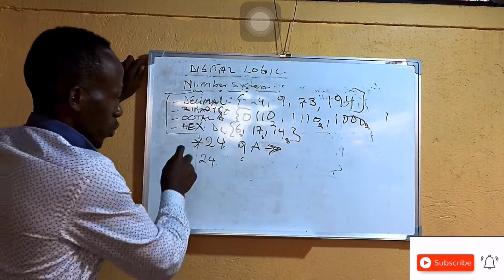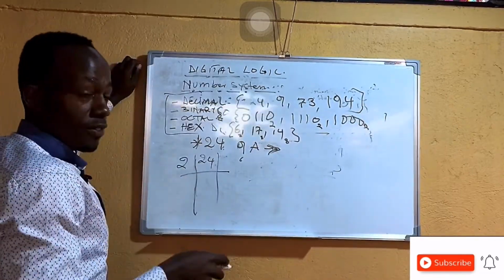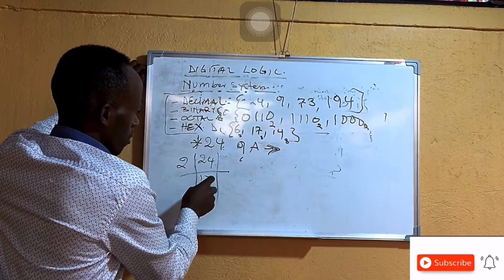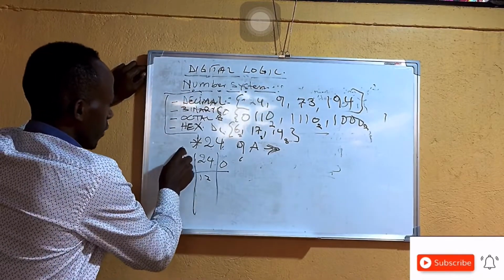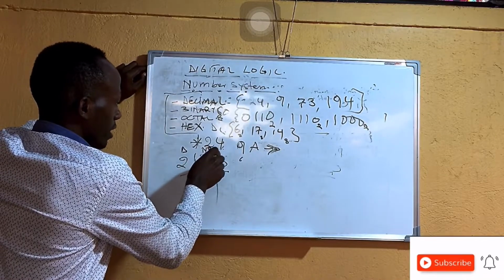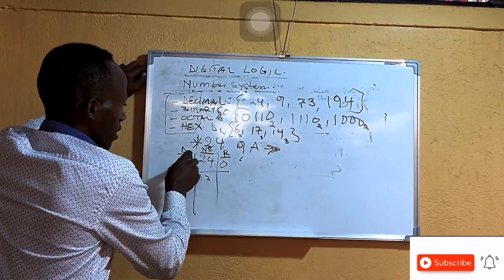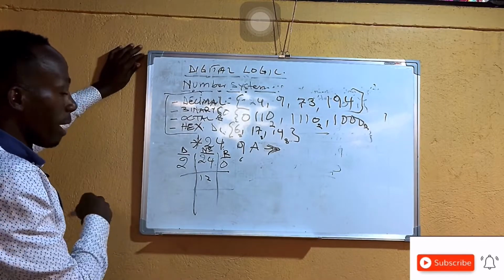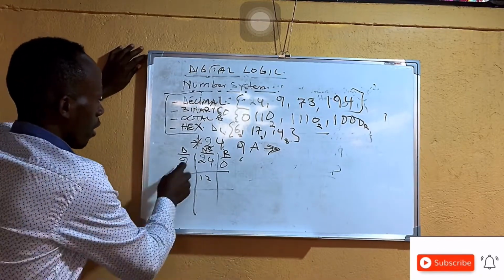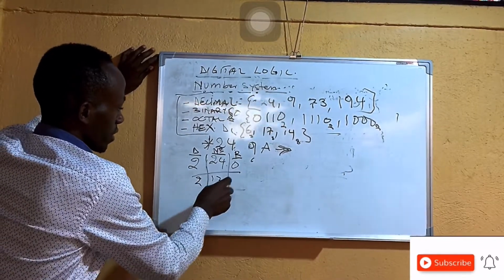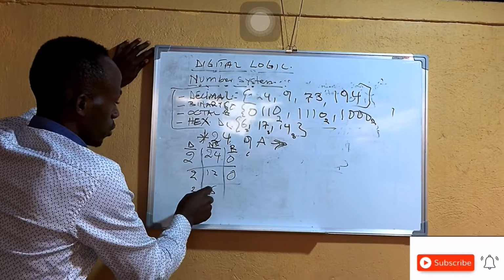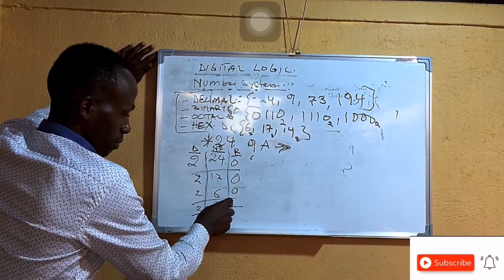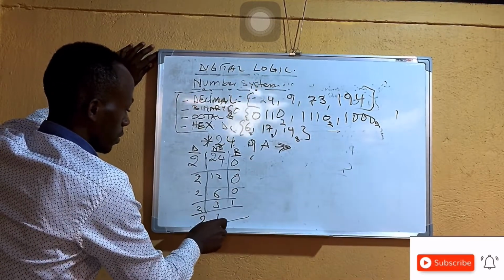Now, 24, we're turning it to base 2. We divide that very number with the base we're given. 24 by 2, you get 12, remainder 0. Here we have the divisor, the number, and the remainder. We go on dividing this number by the base we were given. 12 by 2 is 6, remainder 0, 6 by 2 is 3, remainder 0, 3 by 2 is 1, remainder 1. Then 1 by 2 is 0, remainder 1.